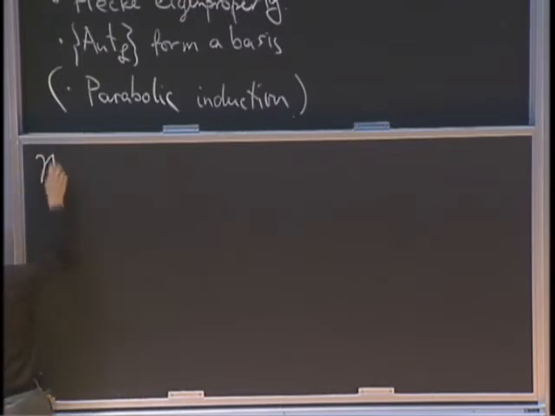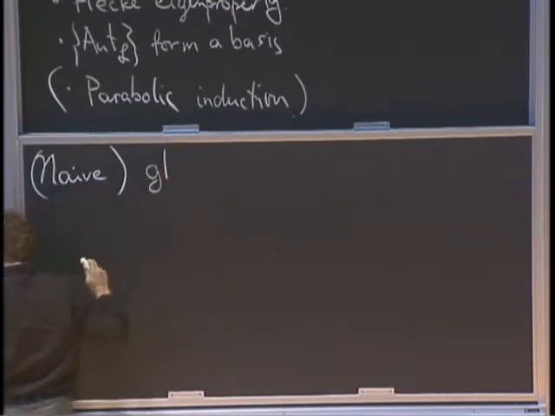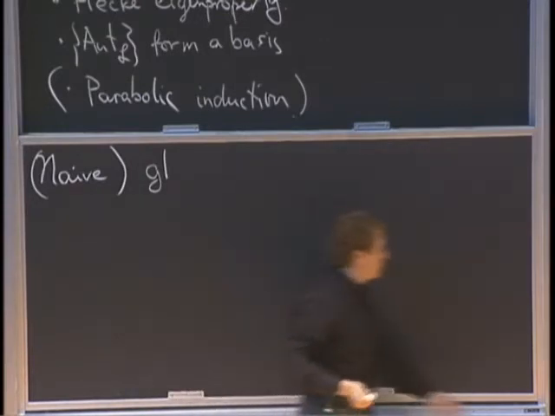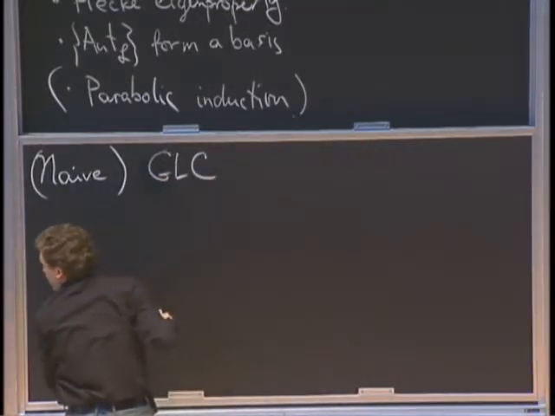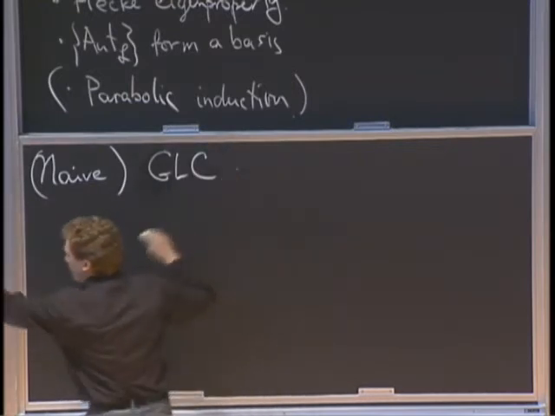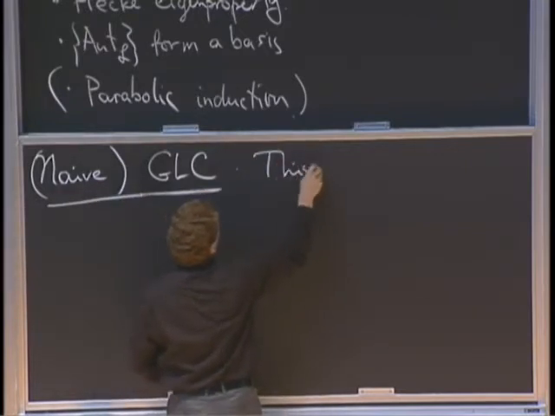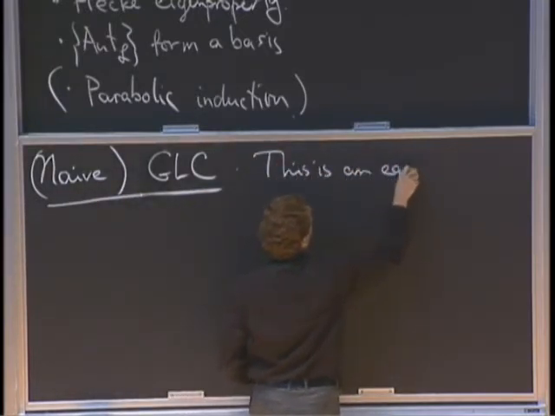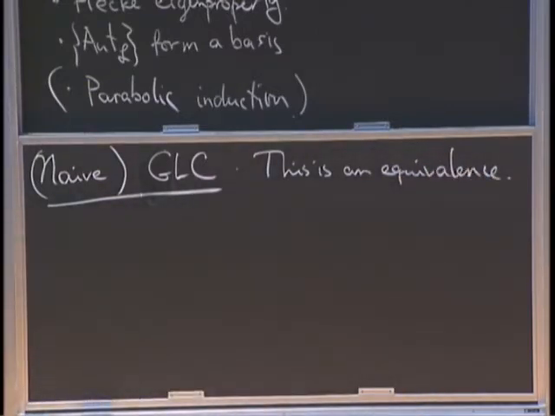So I guess I didn't get to state it. I guess I can state it precisely, but it's known to be false. So the naive geometric Langlands conjecture would say that this is an equivalence. However, the point is that it's not, I mean, it's not too wrong.